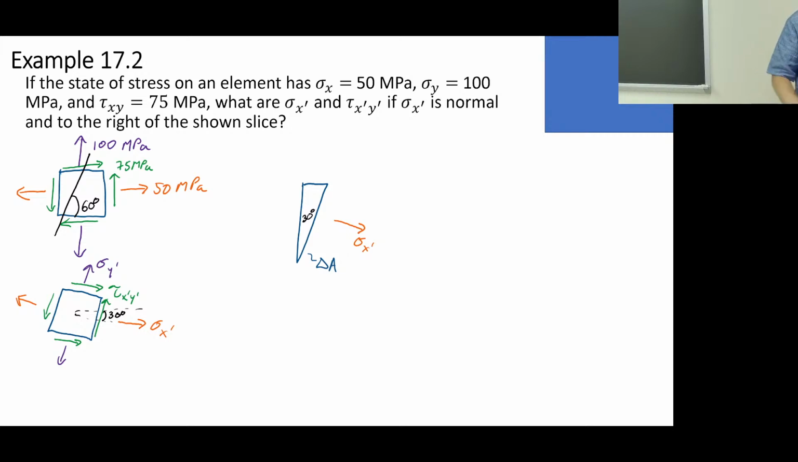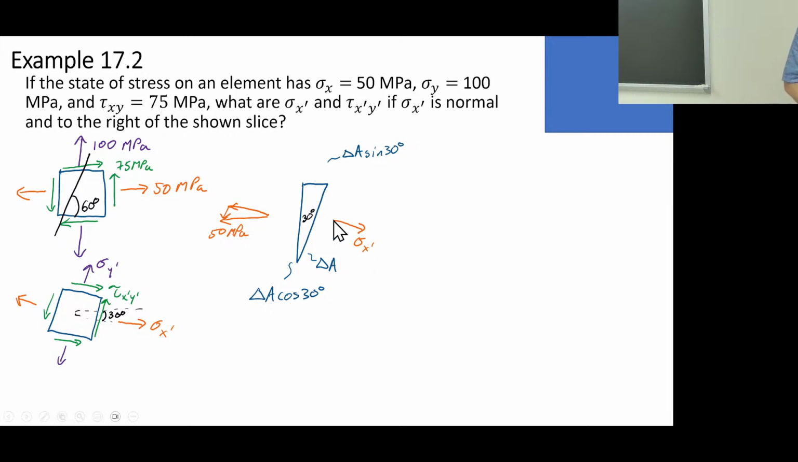So anyway, this is a sigma x prime coming out. This is a delta A on this face, so this is going to be delta A sine 30 degrees. This is going to be delta A cosine on this face. All right. Then it gets a little bit tricky here because here's the sigma x coming out this face, and that's the hypotenuse, and then I have two vectors that I use to complete a right triangle with one side of that triangle in line with the x prime direction, and the other in line with the y prime direction.